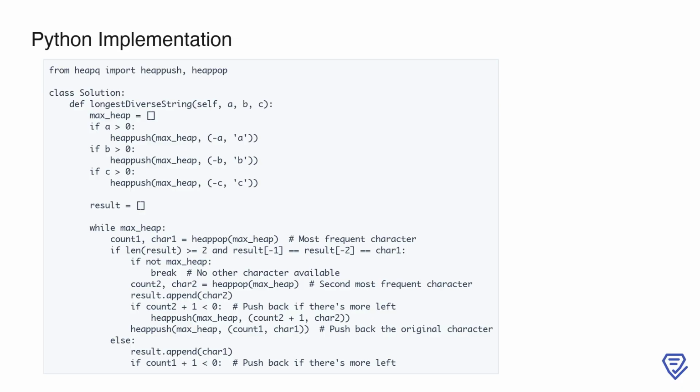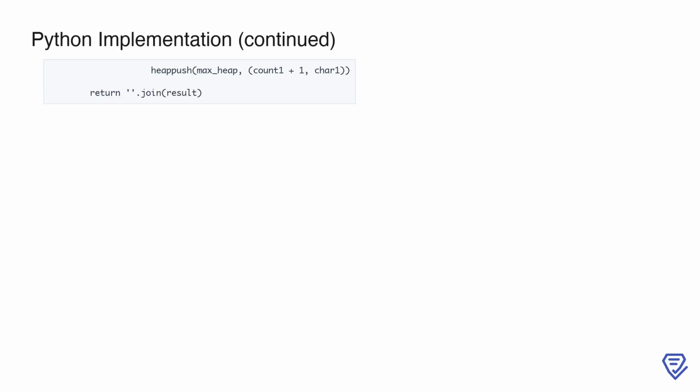The original character is also pushed back to the heap to ensure it can be added later when it's valid to do so. If the last two characters in the result are not the same as the most frequent character, we simply append that character to the result. After appending, we check if there are still more occurrences of it left.